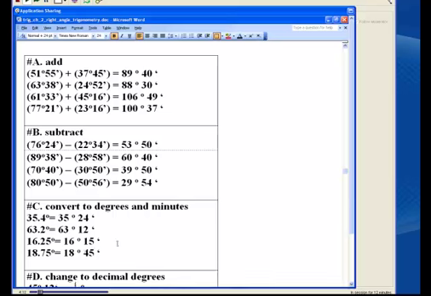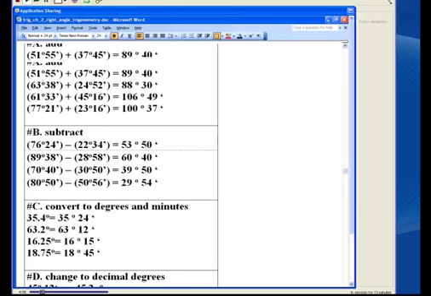Change to decimal degrees. Well, it's going to be 45 point something. So in this case, it would be 12 minutes divided by 60, which is 0.2. This one is going to be 74 point something. 18 minutes divided by 60 is 0.3. 62 point something. 36 divided by 60 is 0.6. And 21 point something, 48 minutes divided by 60 is 0.8. So 21.8 degrees. Again, I'm going to double check that here in the book, and indeed those are the correct answers.